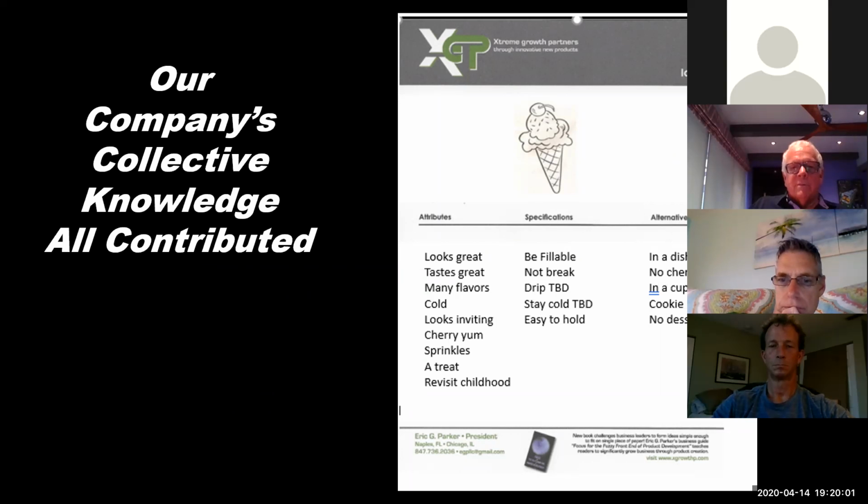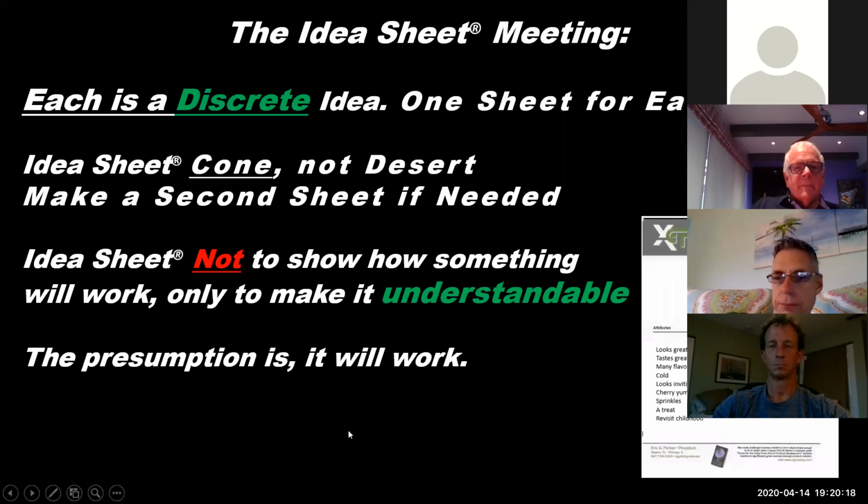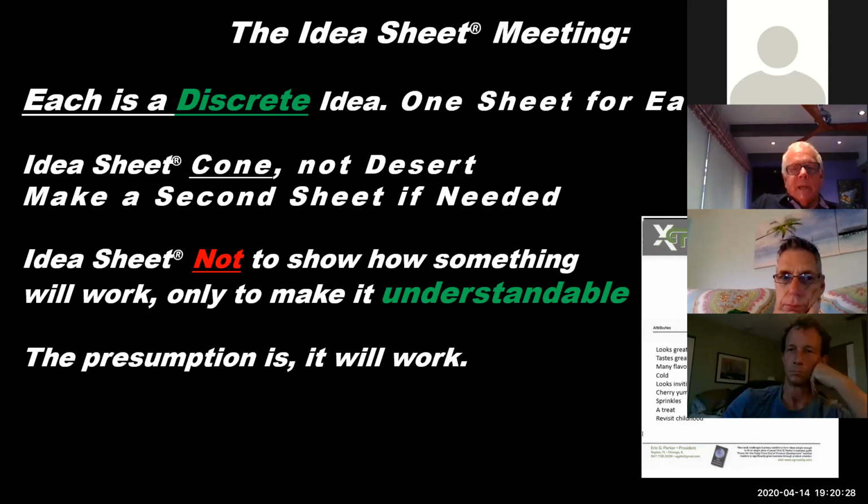There are the attributes. What's it got to be? Shouldn't be breaking. It might have a drip spec. It might have a stay cold spec. It might have an easy to hold spec. And what are the alternatives? Now the key is this is not dessert. This is just an ice cream cone. So if you wanted to have something about pie or cake, you make another sheet.